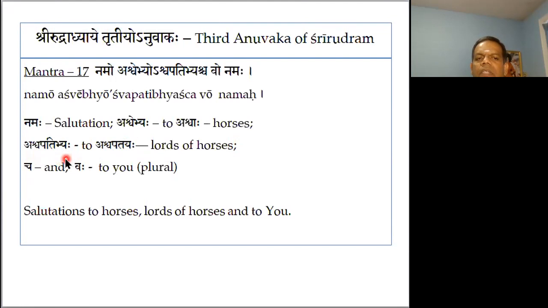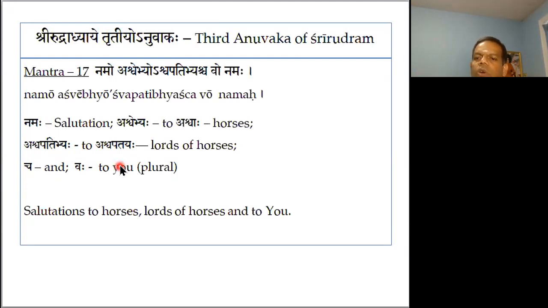Ashvapatibhyah is the next word. Again, this avagraha is the A. Ashvapatibhyascha. Again, visarga and cha become ischa. So that's how you get that sandhi, ashvapatibhyascha. The word without the sandhi is ashvapatibhyah, which is the fourth form of the word ashvapatayah. It's a plural noun. The simple noun is ashvapati. Ashvapatayah is the plural. That means the lords of the horses.